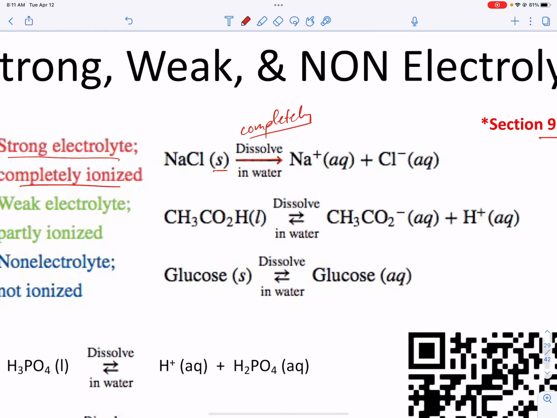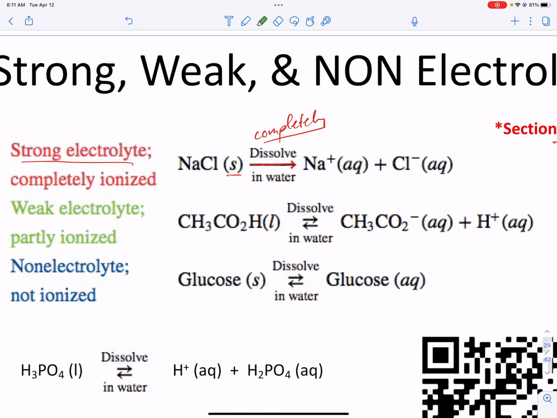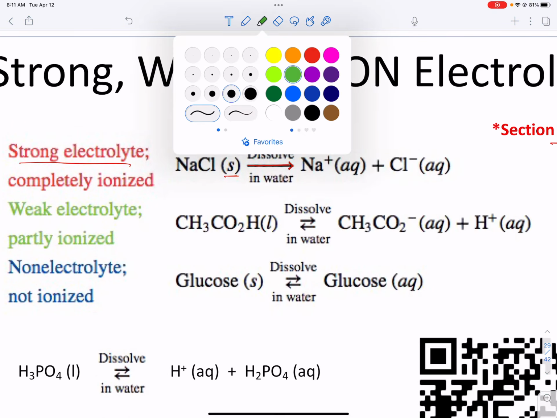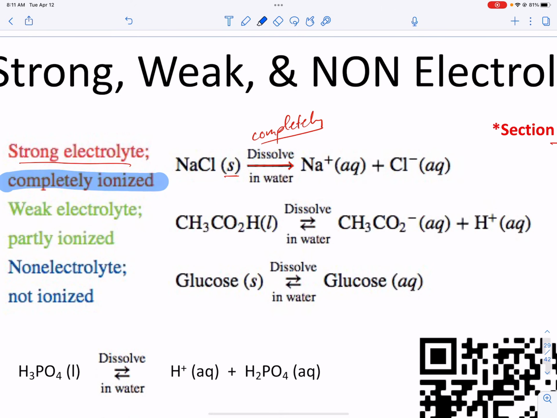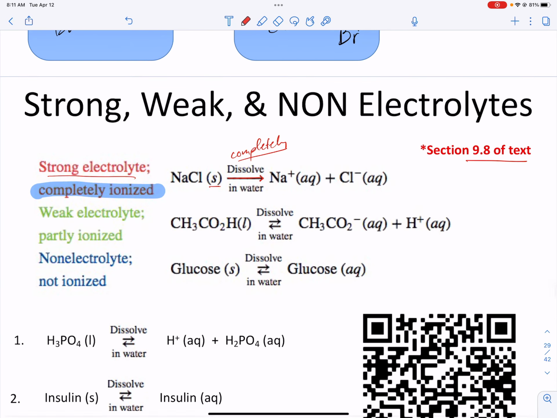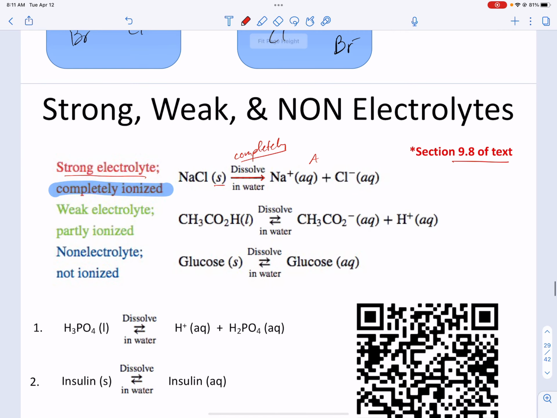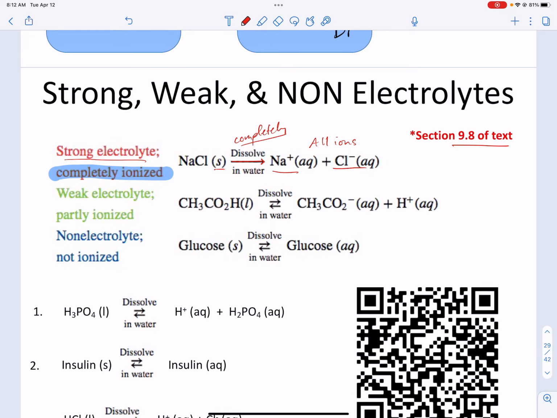Which is what I want to highlight here. Complete, I probably should use this color. Completely ionized. That is a strong electrolyte. Something that completely ionizes is a strong electrolyte. So you get all ions as your product, okay? All sodium and chloride ions. Okay, a weak electrolyte is a little bit different.